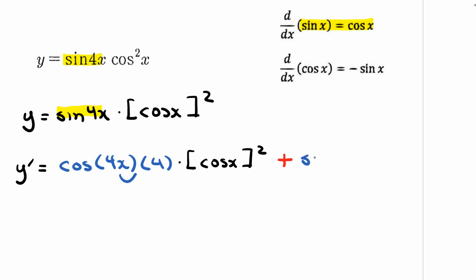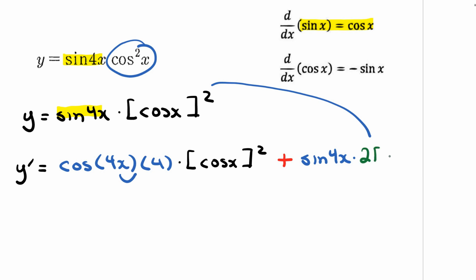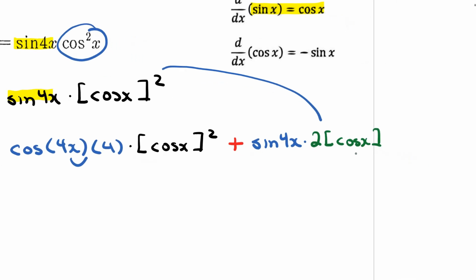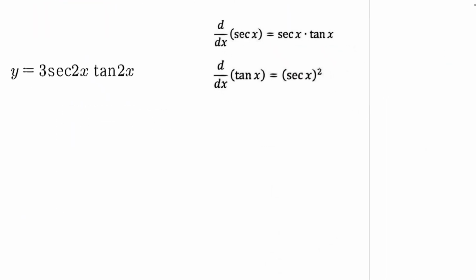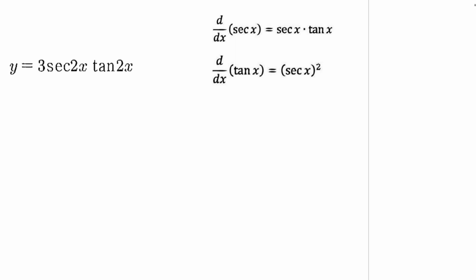So the first term, which is sine of 4x, and then we take the derivative of this guy, which is going to be 2 bracket cos x, close that bracket. And then the derivative of cos x is going to be negative sine x. Okay, almost done here. One last question to go, and I will do my very best to finish this as quickly as possible.